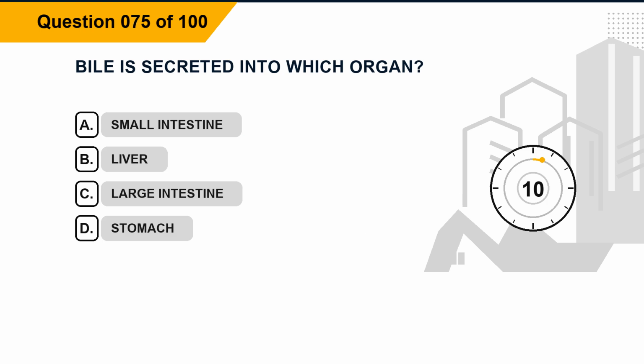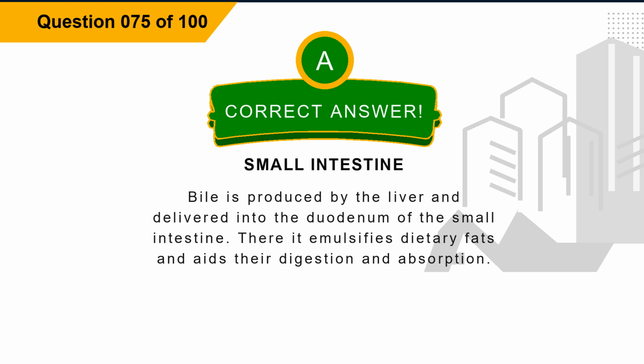Question 75. Bile is secreted into which organ? Option A, small intestine. Option B, liver. Option C, large intestine. Option D, stomach. The correct answer is option A, small intestine. Explanation. Bile is produced by the liver and delivered into the duodenum of the small intestine. There it emulsifies dietary fats and aids their digestion and absorption.